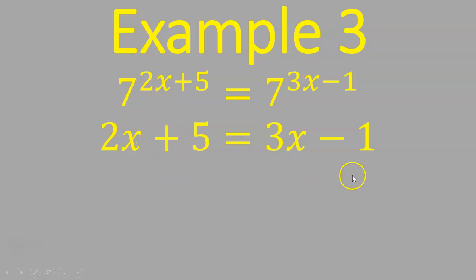So 2x plus 5 equals 3x minus 1. From here it's basic algebra, subtract 2x from both sides. 3x minus 2x is x, and add 1. So x is 6.